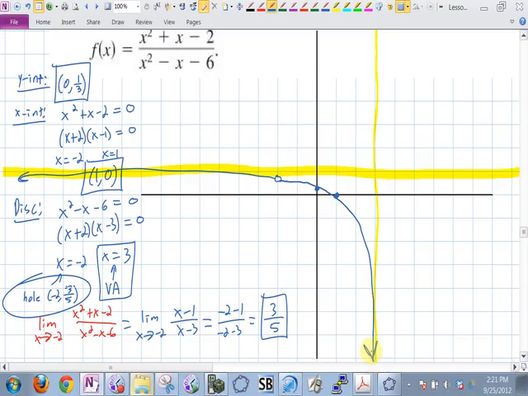Now, ultimately, what's the only way we know that for sure? We should have evaluated the limits for the vertical asymptote. What is the limit as we approach 3 from the left of this function? And we would have gotten negative infinity. It's the only way to truly know for sure.